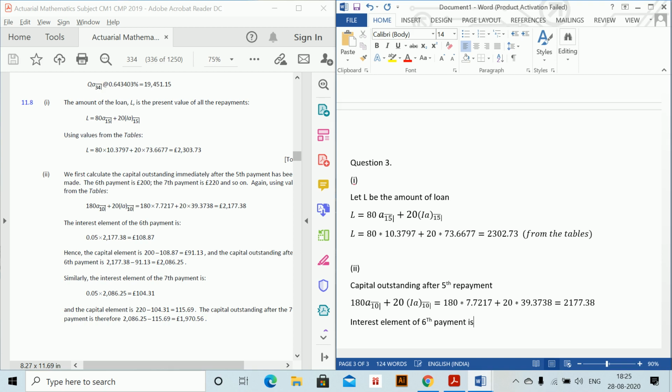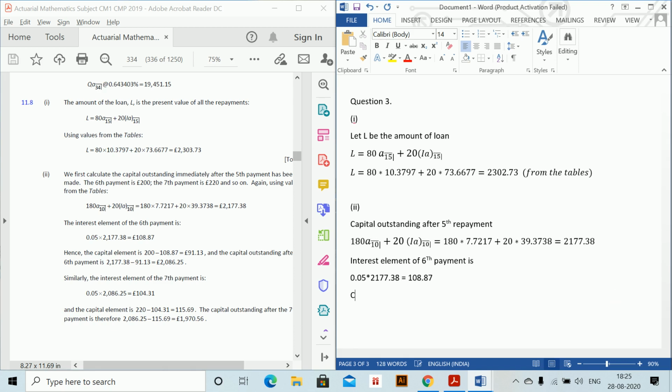So now the interest element of 6th payment is 0.05 into 2177.38, which is equal to 108.87. And the capital element is equal to 200 minus 108.87, which is equal to 91.13. So therefore capital outstanding after 6th repayment is equal to 2177.38 minus 91.13, which is equal to 2086.25.